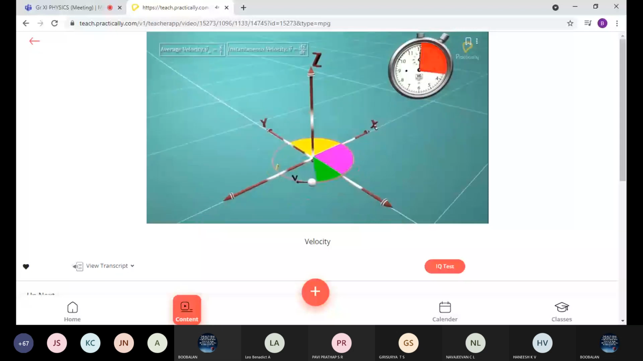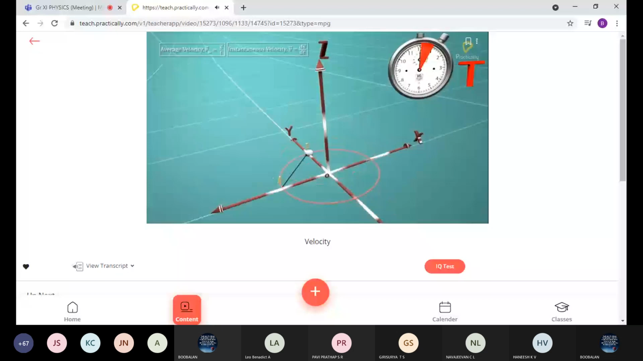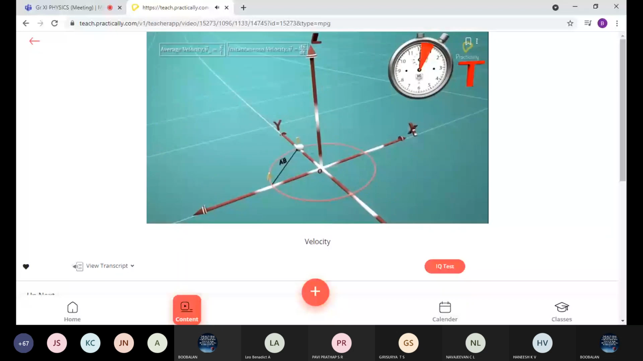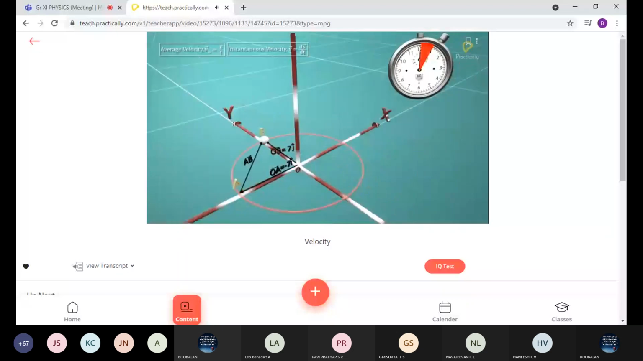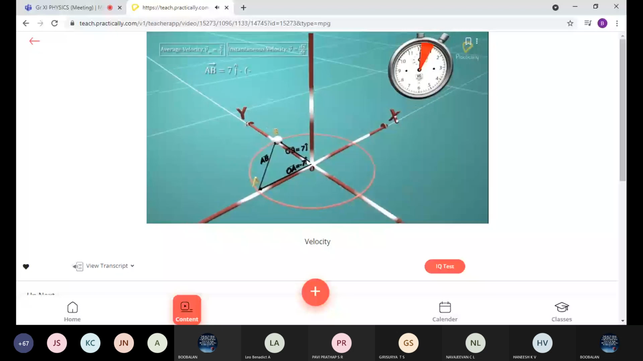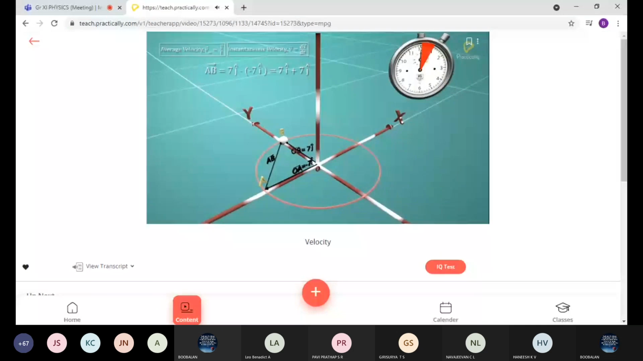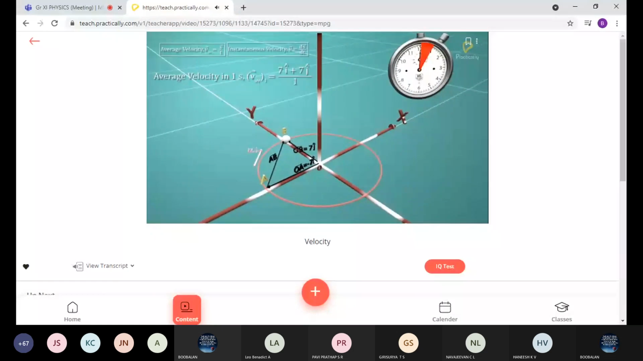Its displacement in 1 second is equal to AB bar, which is OB bar minus OA bar. AB bar is equal to 7j cap minus of -7i cap, which is equal to 7i cap plus 7j cap. Average velocity in 1 second is equal to 7i cap plus 7j cap divided by 1.